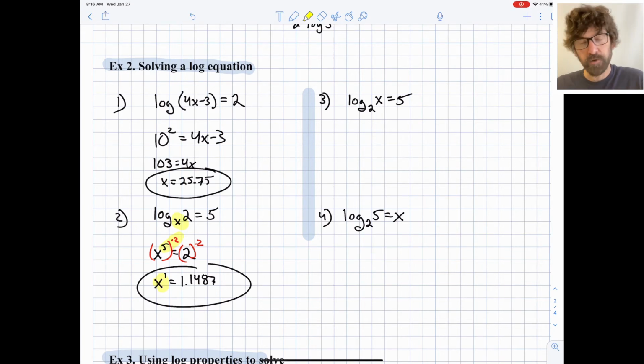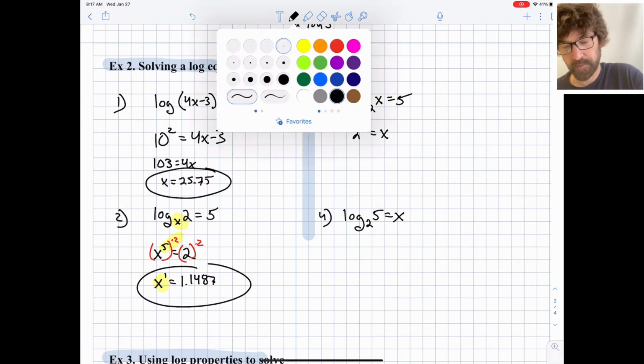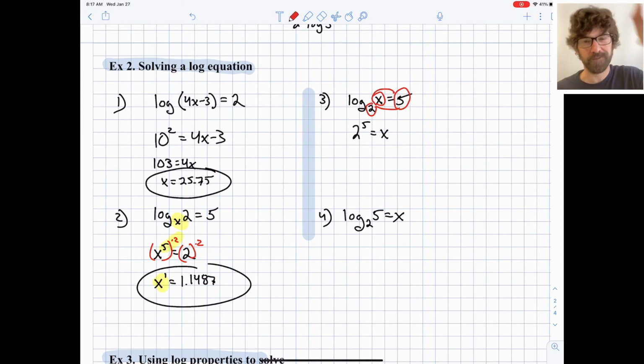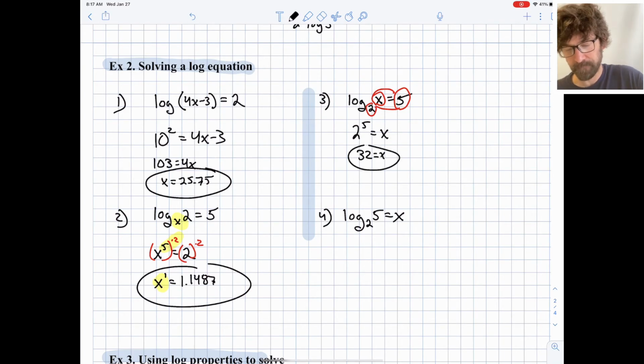Number 3, again, we're going to go through the same process of turning it into exponential form and solving for x. And this one's the easiest one of the bunch. 2 to the 5th is equal to x. Remember, we're following what I call the circle rule, where we make a cycle around the logarithmic expression to turn it into an exponential form. 2 to the 5th is equal to x. x is going to be 32. That was an easy one.